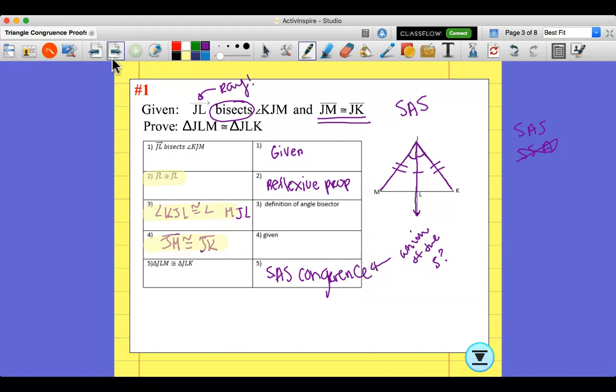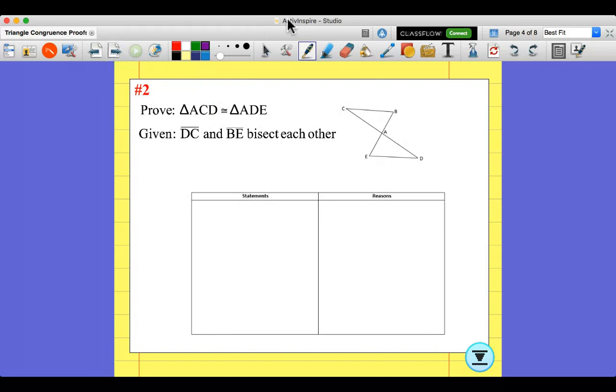Let's do another. So for this one, I think this is a really good place. Pause the video. Do this. You guys got this, right? Look at it, write it out for yourself and see where you get stuck. See what you're able to fill in. So, whoa, that's weird. I have it in the wrong order. Sorry. Given this, we're trying to prove these two triangles congruent.